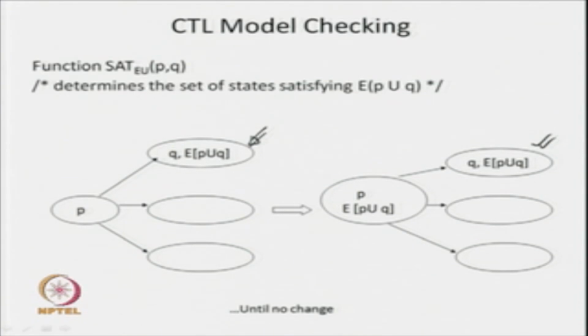So, P remains true until Q becomes true. Since Q is true, we are labeling with E P until Q, and we are coming to this particular state, and we have seen that P is true. So, we can label it with E P until Q. This is the way that we are going to traverse the graph until there is no change.